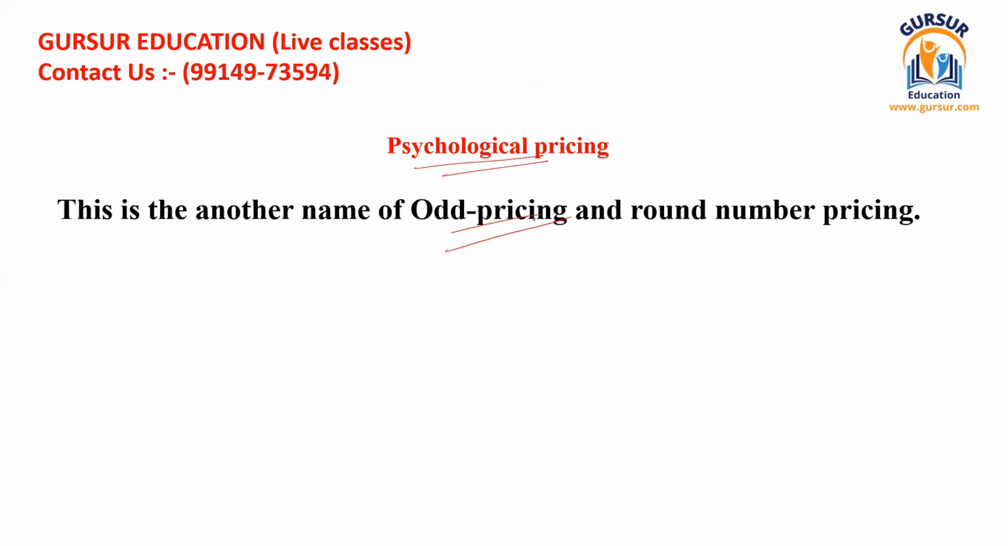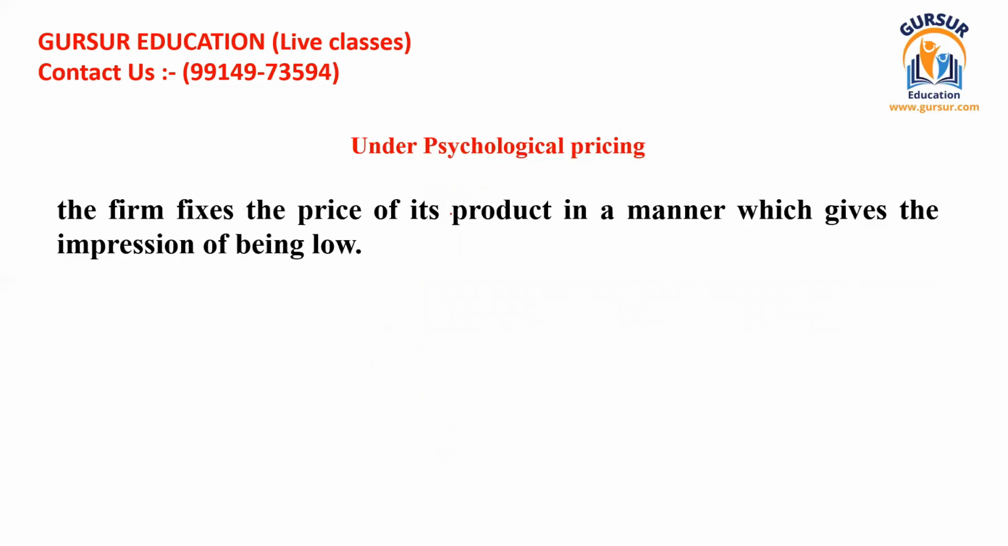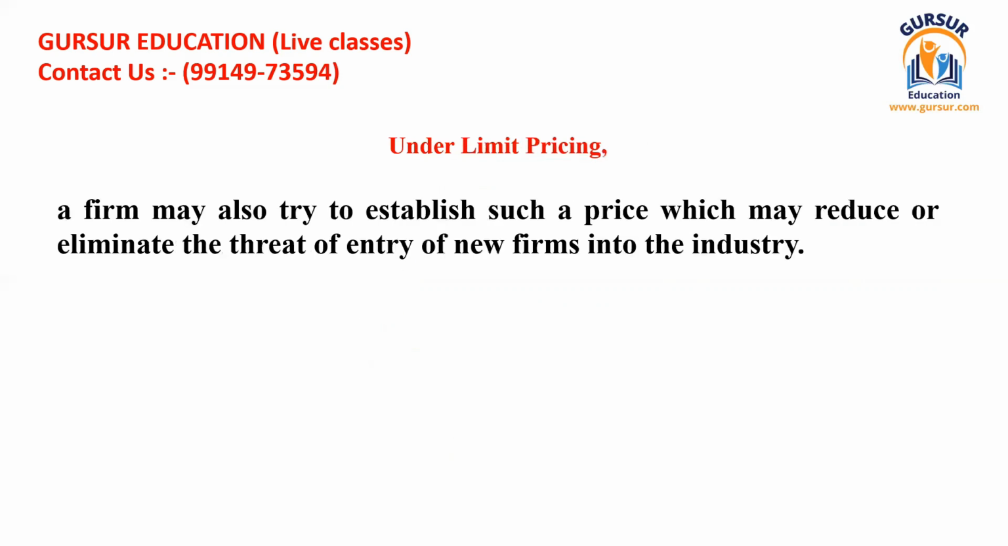The next one is psychological pricing. This is also known as odd pricing and is a very famous system nowadays. You would have heard that some courses are being offered at 499, 999, 1499 or 1999. This is known as odd pricing or psychological pricing, so that consumers feel that they are being offered the product at a very low cost. So just for giving the impression of being low, this kind of psychological pricing is done.